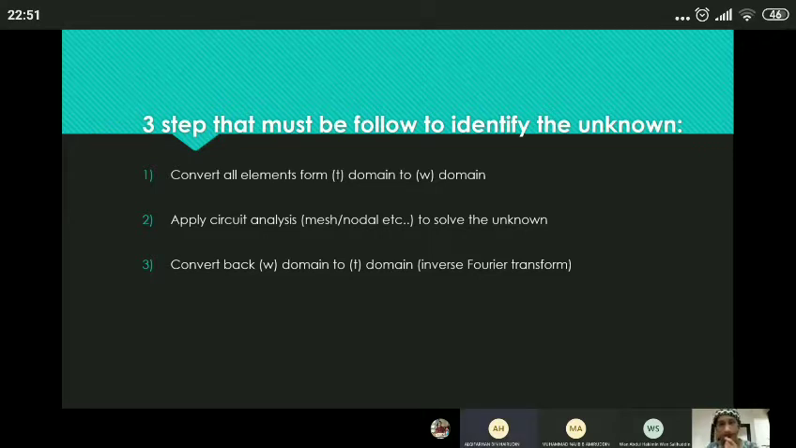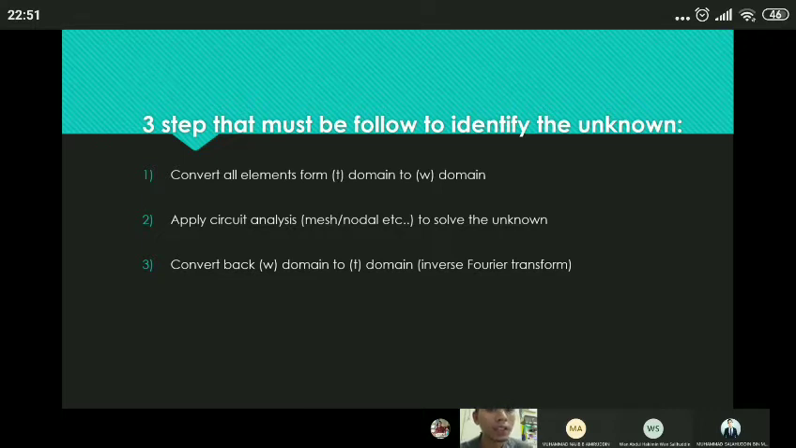Assalamualaikum. My name is Alki Farhan. Now I want to talk about the 3 steps that must be followed to identify the unknown. Okay, first, we must convert all elements from the time domain to the omega domain. Second is to apply circuit analysis, mesh or nodal, to solve the unknown, based on the circuit given, and analyze what is suitable for the circuit. Third one is to convert back from the omega domain to the time domain.